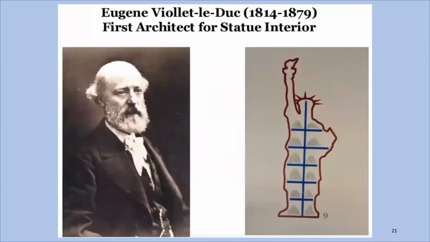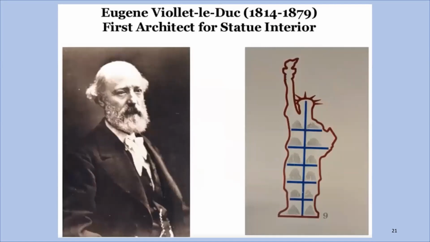Well, now you have this very skinny outer structure. So Bartholdi and his committee needed an engineer to design the inside of the structure to hold it up. And they hired this gentleman, Eugène Viollet-le-Duc, and he was one of the great 19th century architects, and the man who was responsible for preserving and restoring some of the greatest monuments in France that had fallen into disrepair. Most notable was the Cathedral of Notre Dame.